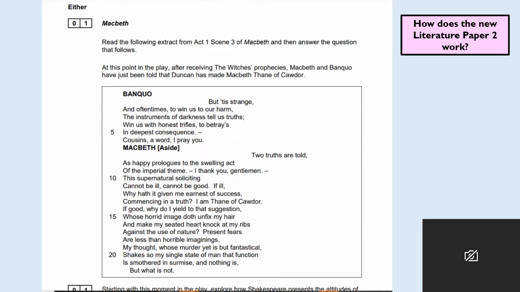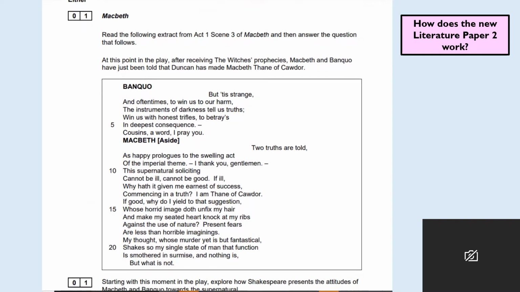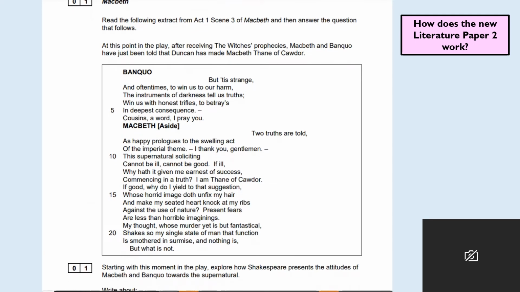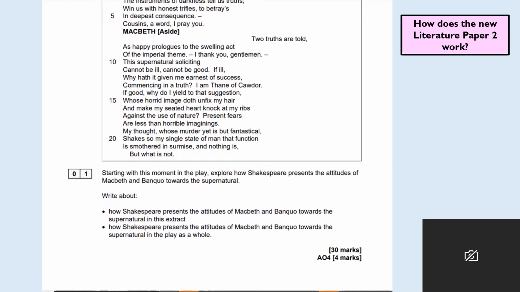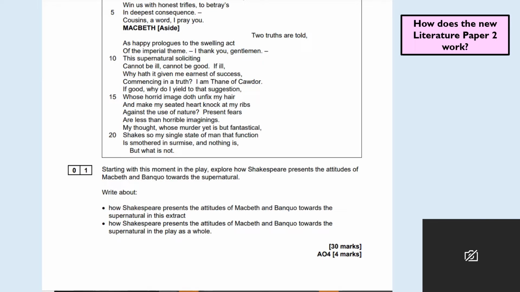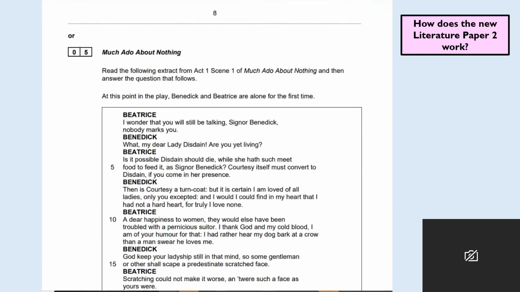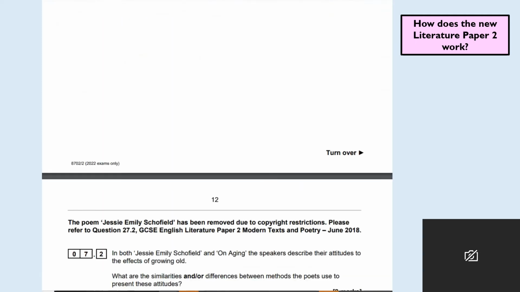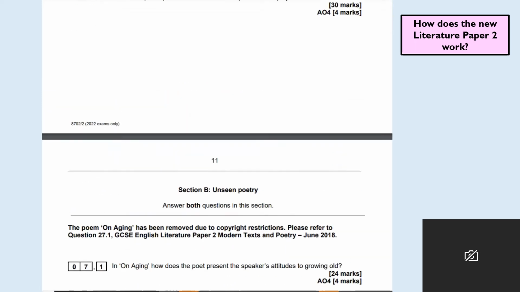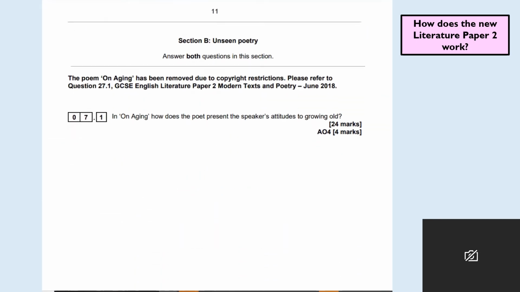You'll be given an extract. They'll tell you where the extract comes from, like what's happened, and then you get a question at the bottom. So: starting with this moment of the play, explore how Shakespeare presents the attitudes of Macbeth and Banquo towards the supernatural. Then you'll have to refer to the rest of the play as well as that extract. You'll ignore the rest of the Shakespeare questions, and jump straight down to section B after doing the Macbeth question.